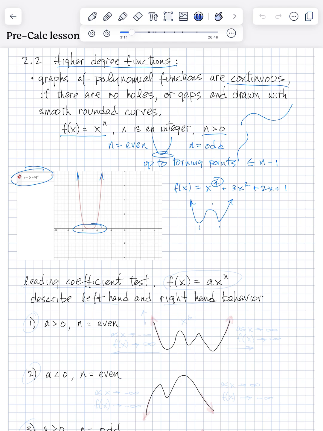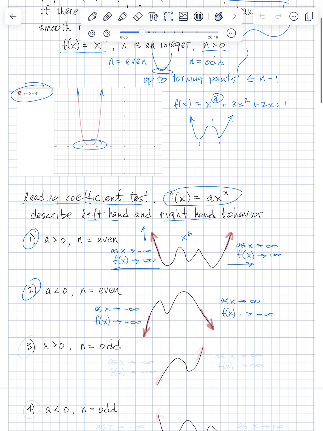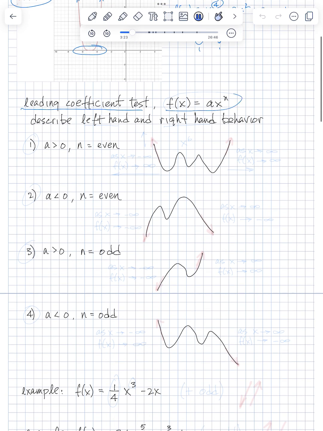Okay, so we're going to talk next about the leading coefficient test. This would be for f of x equals a x to the n. And what we're doing is describing the left-hand and right-hand behavior. We want to know what it looks like, and we want to describe what the function is doing as x goes to negative infinity and as x goes to positive infinity.